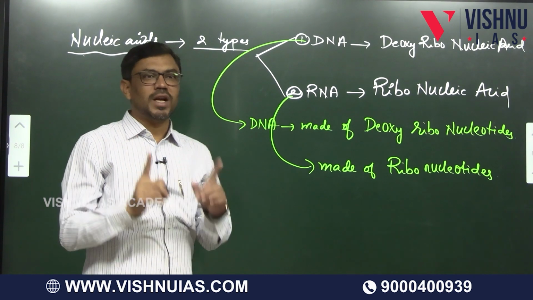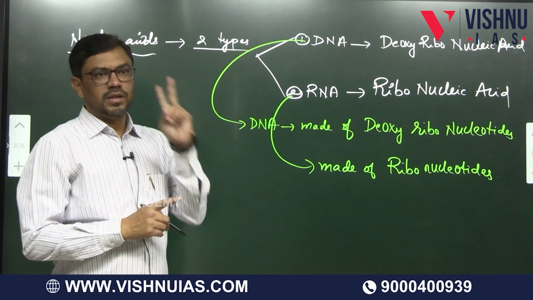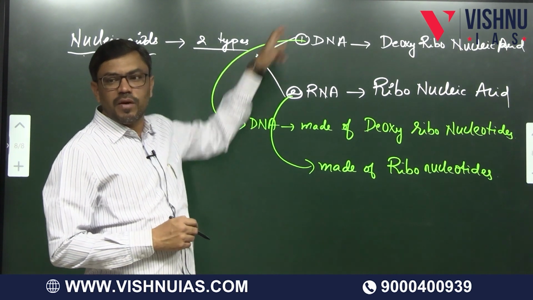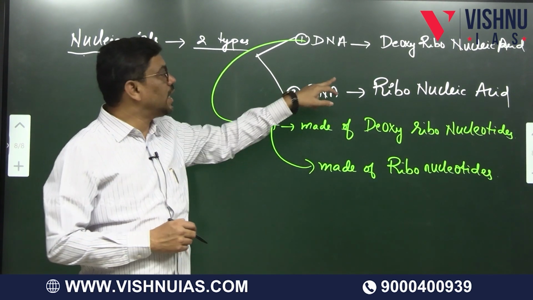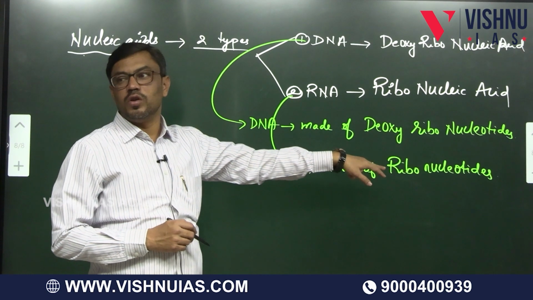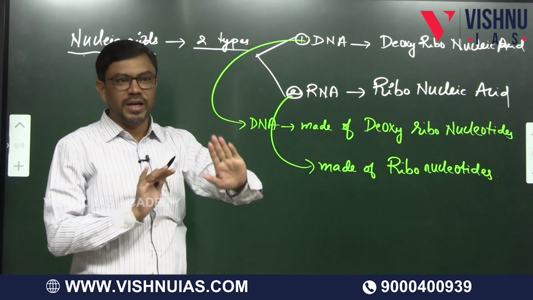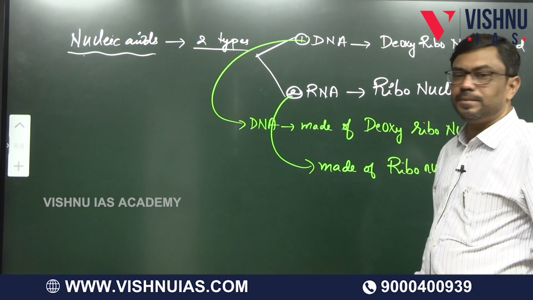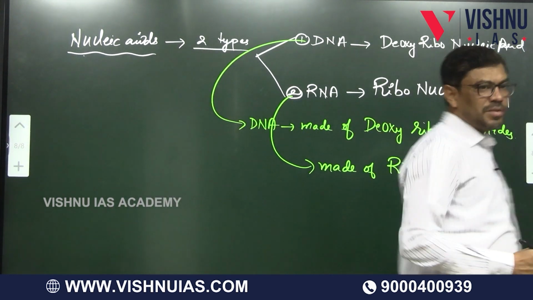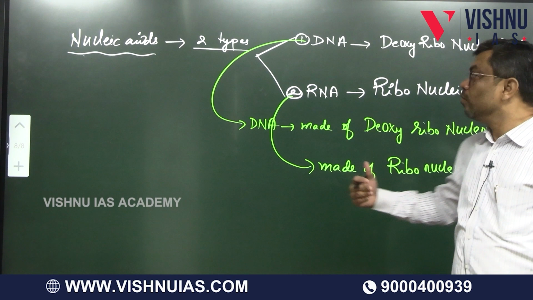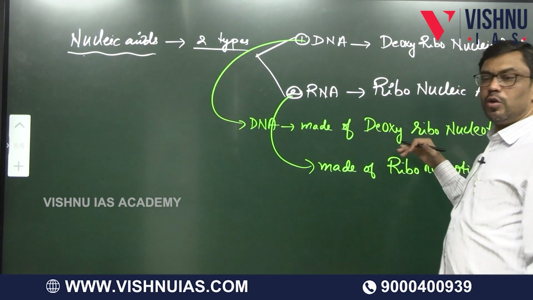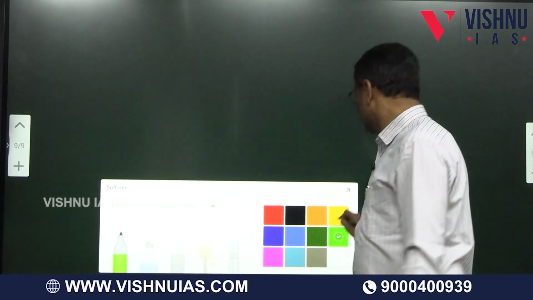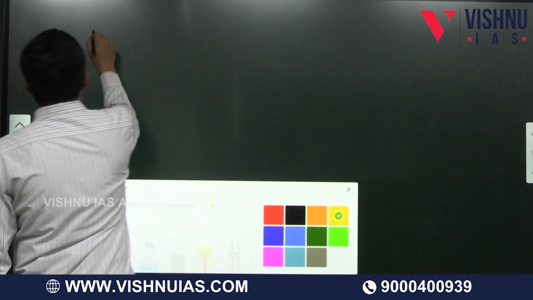Nucleotides are the monomers, smaller units of nucleic acids. There are two types of nucleic acids, DNA and RNA. DNA is made up of deoxyribonucleotides. RNA is made up of ribonucleotides. Up to here clear? Right. So let us see DNA.